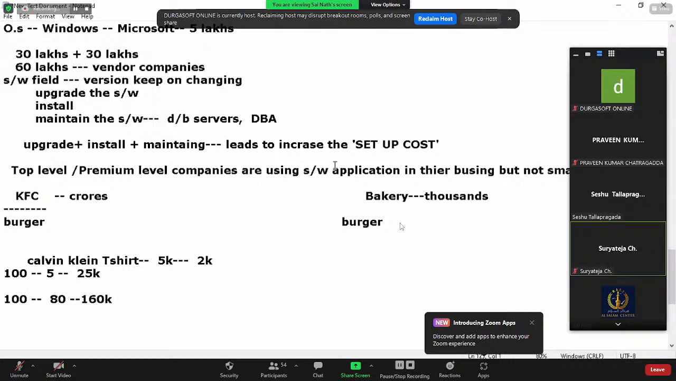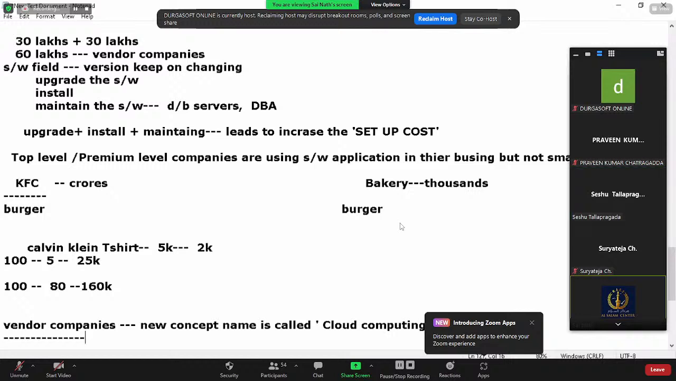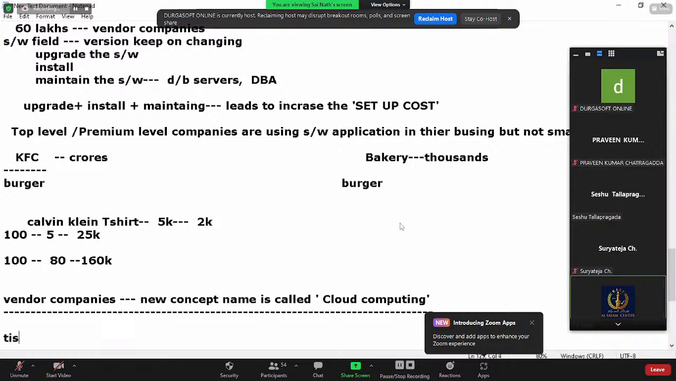So that is why here also, if you reduce the cost, then automatically what will happen? Customers will increase. But how to reduce the cost? How to reduce the setup cost? That is why vendor companies came up with a new concept. The name is called Cloud computing. What is cloud computing? Cloud computing's main goal is to reduce the setup cost. If you reduce the cost, then automatically customers will increase. But what is cloud computing here? Cloud computing is a technology.